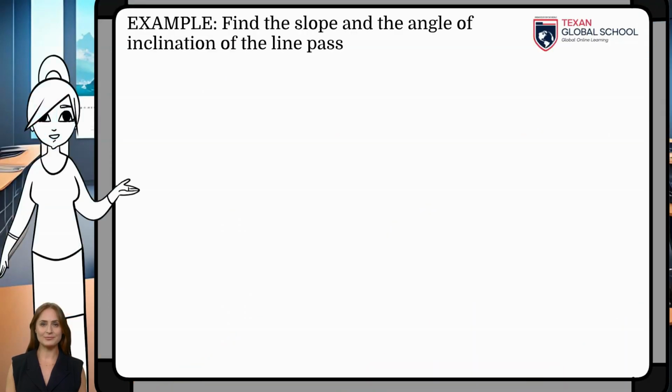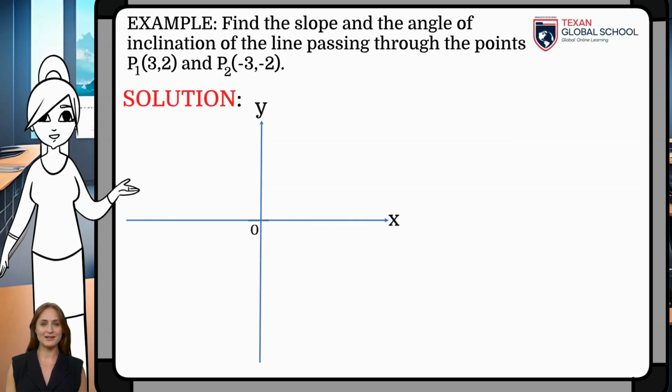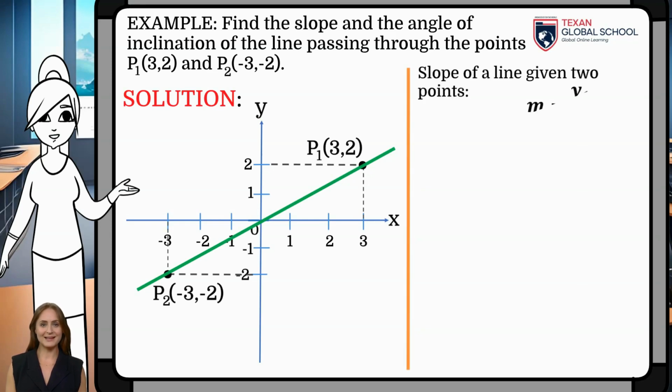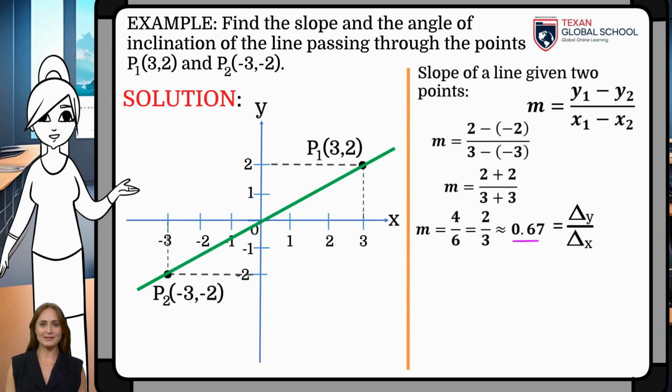In this other example, find the slope and the angle of inclination of a line that passes through the points (3, 2) and (-3, -2). First, graph the line on the plane. Now, calculate the slope by substituting y1 equals 2 and y2 equals -2, x1 equals 3, x2 equals -3. In this case, the result is a slope of 2/3, approximately 0.67. We can see that the delta y is 2 and the delta x is 3. That is, it advances horizontally 3 and goes up 2 units.